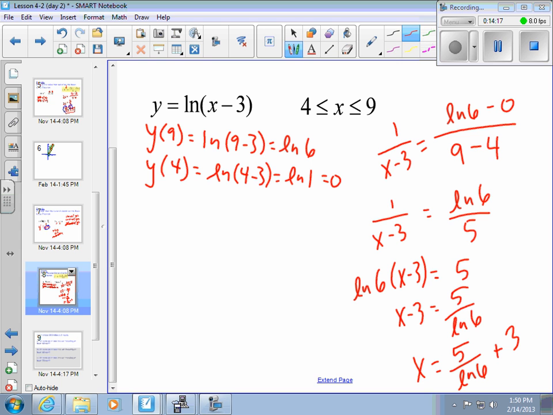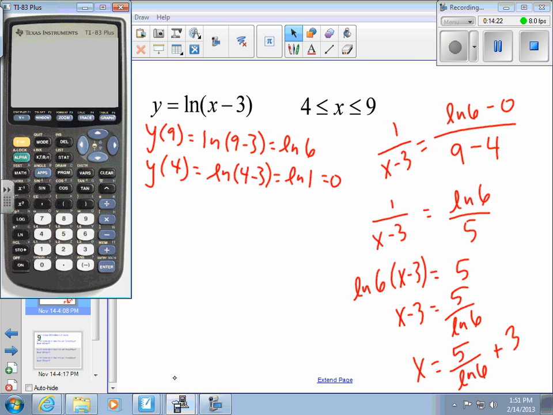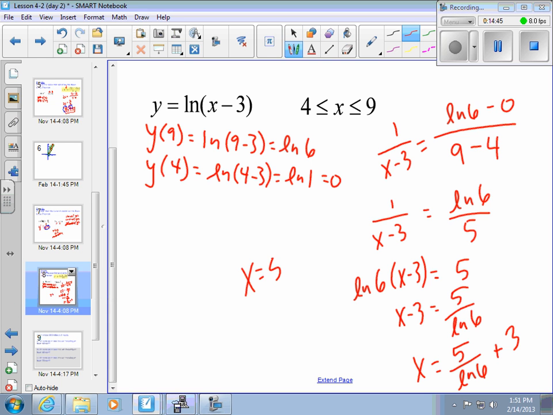So on our calculators, we want to go through and see what we get when we do that, and that should be the value. So if we take 5 divided by ln 6, close the parentheses when you do that, plus 3, we get the value. It's pretty close to 5.79. That's where the actual slope equals the average slope.